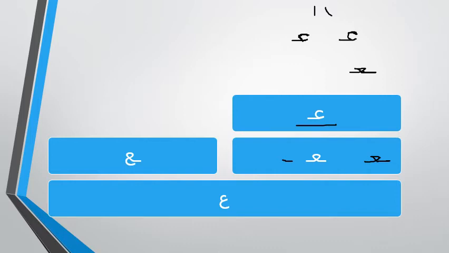Now, let's take the letter A. How do we draw this letter A? Because it's the same as the middle. This letter A is at the end, but it's connected. The same, we draw a small A.